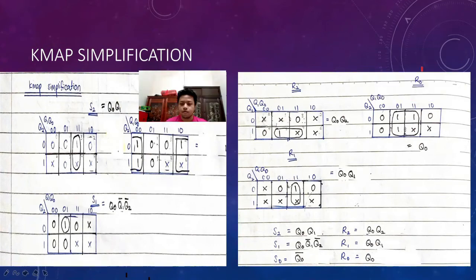And for the R, from this K-map we can simplify it as R0 equals Q0. And from here, R1 is equal to Q0 times Q1. And here, R2 equals Q0 times Q2. And here is a list of our finalized K-map simplification. We use all of these 6 Boolean expressions to design our circuit. So the next slide is about our design circuit.